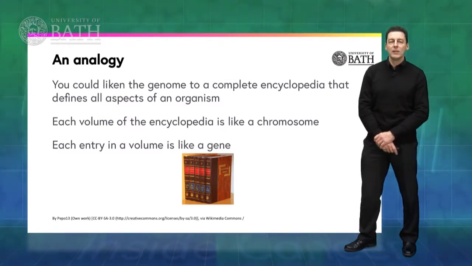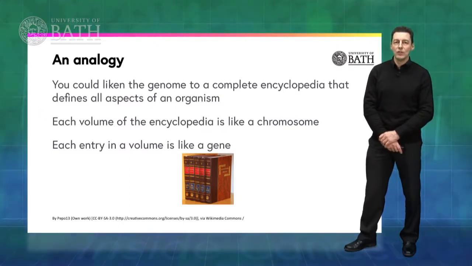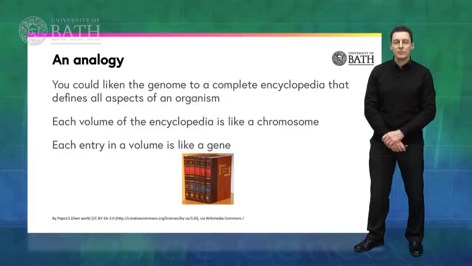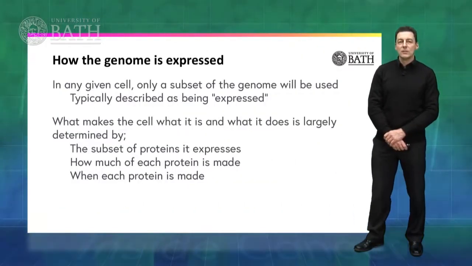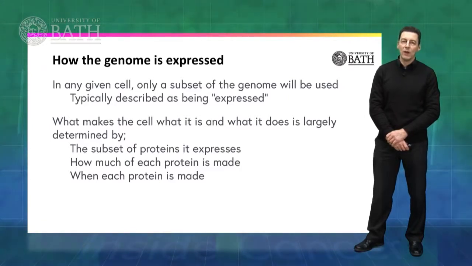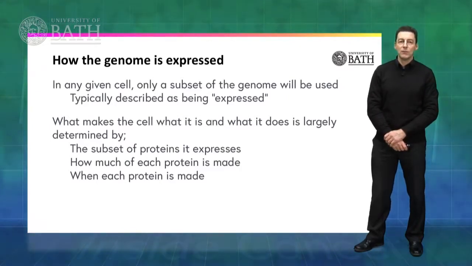But just like in the book, the order of the genes is also important. Not all of the pieces of information, so not all of the genes, are being read in every cell. The difference, the so-called expression profile, makes cells different from each other.